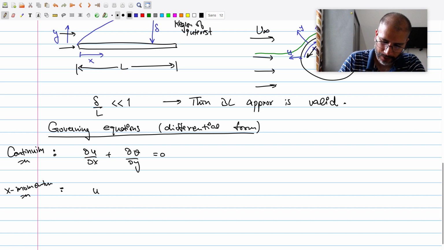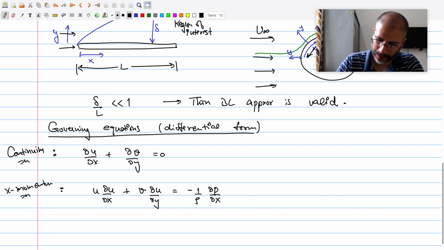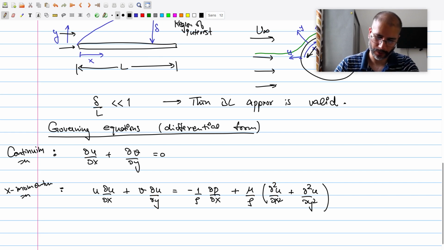So, we have the convective terms. So, u del by del x of u plus v del by del y of u, and then we have the pressure gradient term in the x direction, and then we have the viscous terms. So, that is the x momentum equation. Similarly, we can write the y momentum equation.